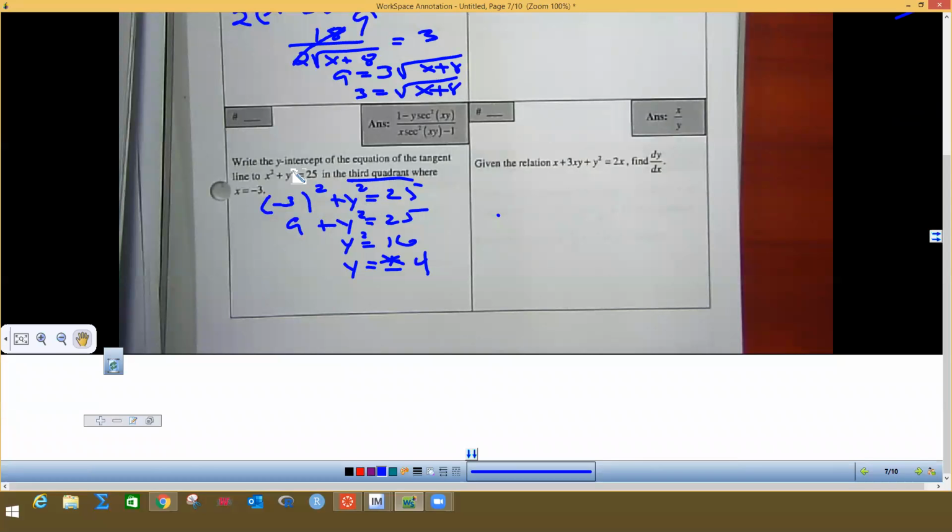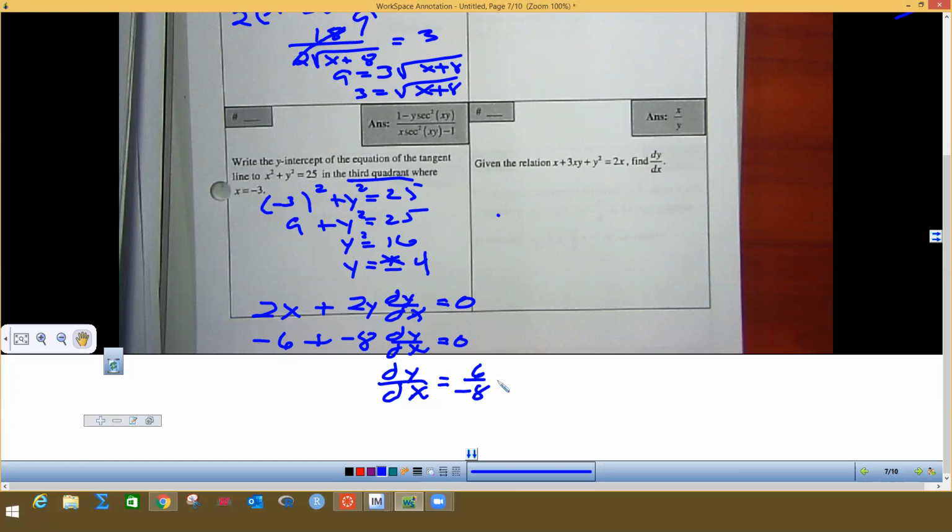Okay, so now I need to do the derivative of this thing, with respect to x. So I get 2x plus 2y dy dx is going to equal 0. Oh, thank you. It's dy dx. All right, so now I'm going to plug in my numbers. I plug in -3 and get -6 plus, and plug in -4 and get -8 dy dx. Add the 6 over and divide by -8. So there is my slope, which I would probably go ahead and reduce to -3/4.